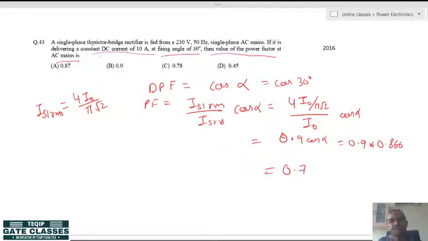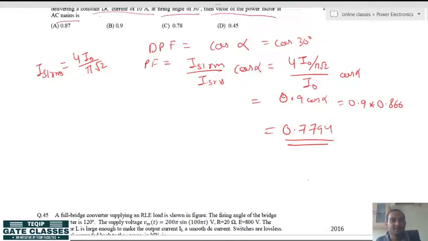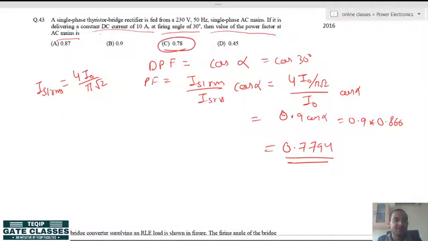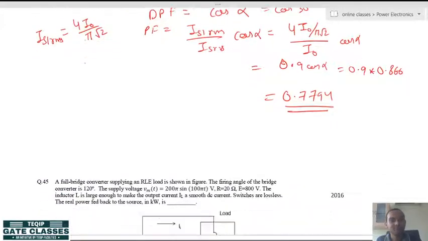0.7794. You see that this question is repeated from 2009 or 2010; the same question was there also. So, the correct option is 0.78. If you have made a mistake, you might have ticked this option, but this is wrong.